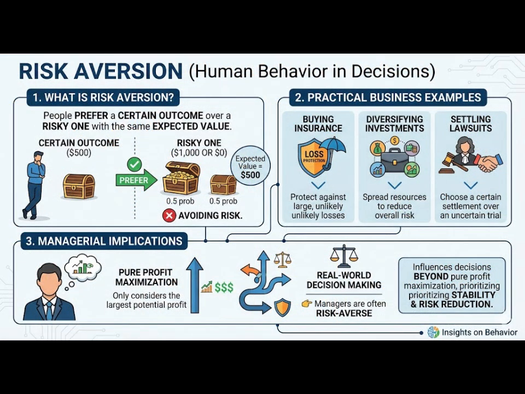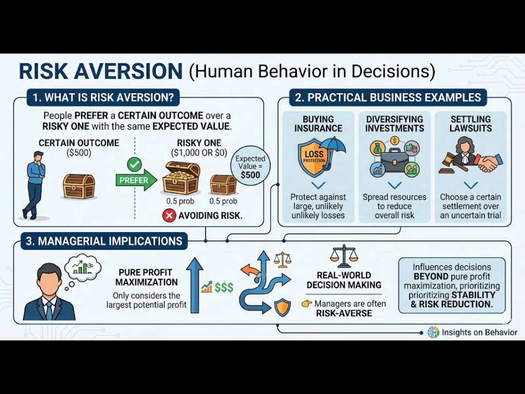We also need to consider risk management in this situation. And risk management or risk aversion is human behavior in decision making. So, what does it mean? What is risk aversion? People prefer a certain outcome over a risky one with the same expected value.